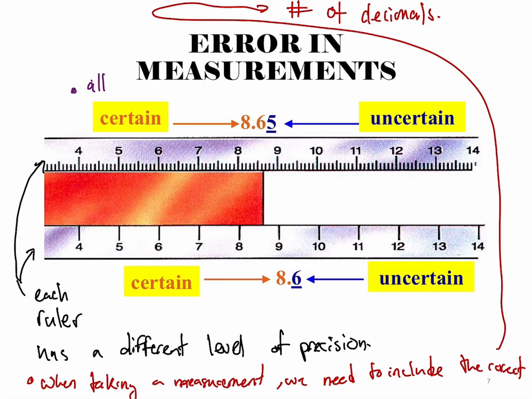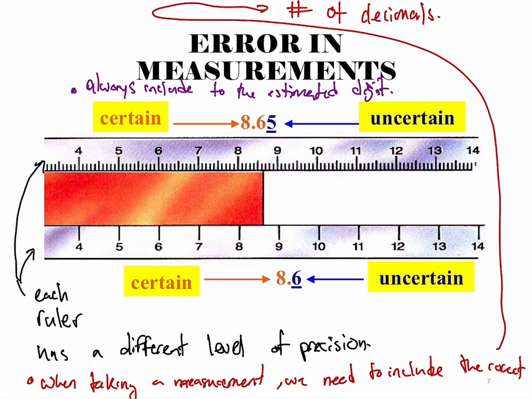So we always include to the estimated digit. And let's use the bottom as an example here. Right, so because we know this ruler is only calibrated to the ones place in centimeters here, that means that whenever a measurement lies in between these tick marks, we have to estimate how far it is there, right? So that's what I mean when I say the estimated digit.